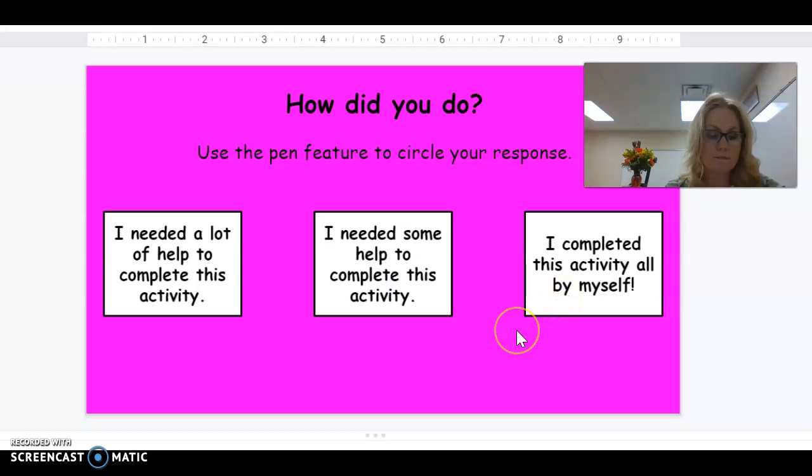Now remember, my job is to challenge you and to make you really think, so it's okay if you need some help. When you are done, you will hit the green check mark and I will check your work.